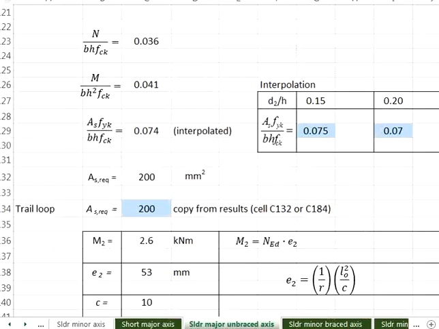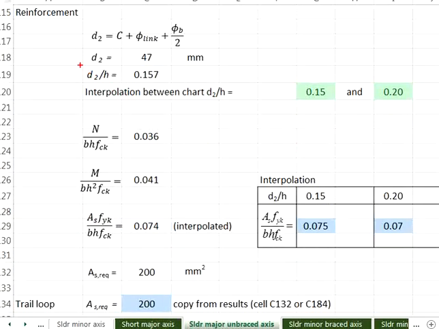Now if you observe the solutions, these are the values acquired from both charts. The chart of 0.15 is giving a slightly higher value than 0.2. That means the smaller the ratio, the more conservative it is in terms of the amount of reinforcement. On this note, in the case that you do not like to do any interpolation, having the D2 per H ratio equal to 0.157, you can straight away use the value obtained from the chart of 0.15.